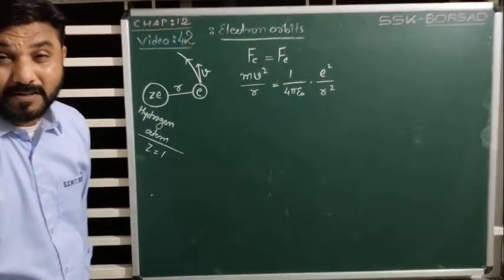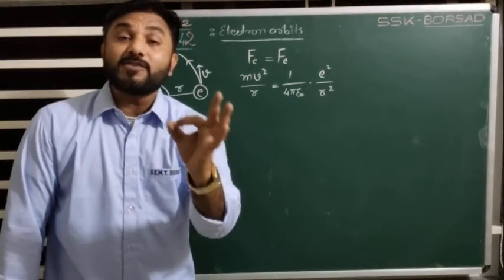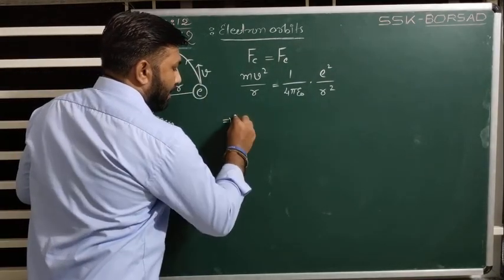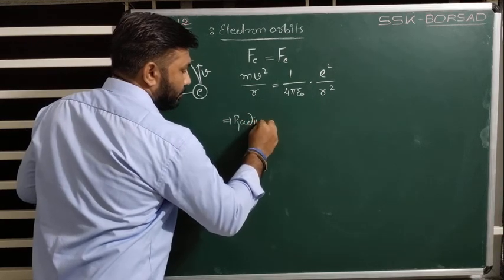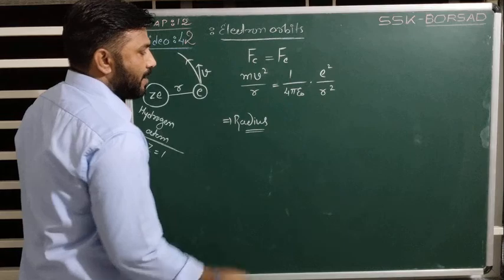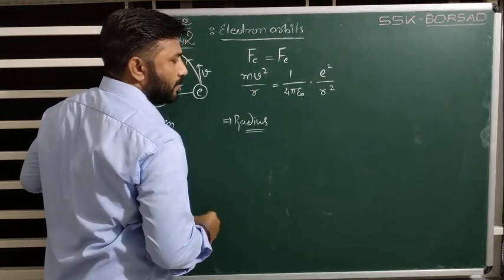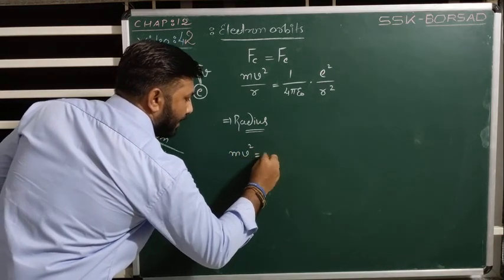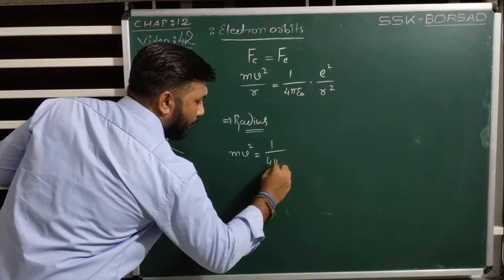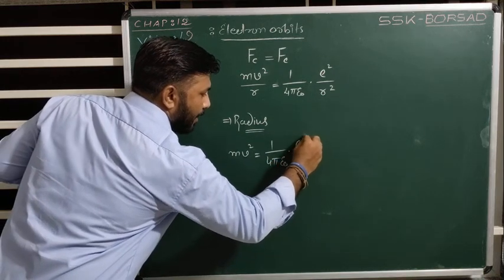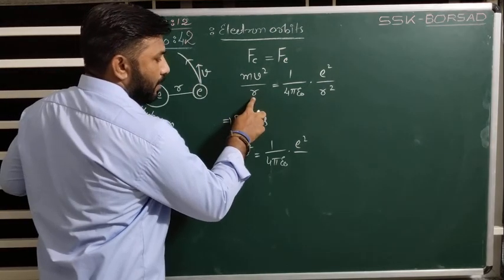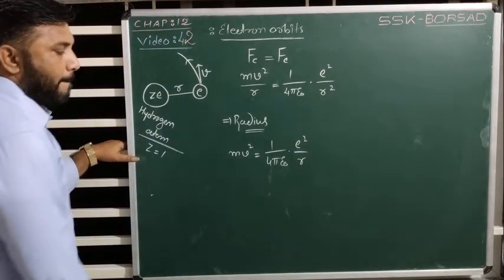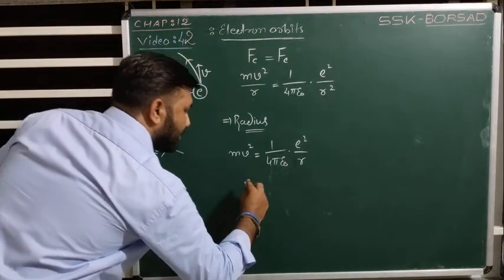Electron orbits, what to calculate? You have to find the radius of the electron orbit. So from this we are going to find its radius. How to find? It is very easy. One r will cancel out. So we will have only this equation, mv square is equal to 1 upon 4 pi epsilon 0 multiplied by e square upon r, because here one r cancels out and only one r remains. Now make r the subject.